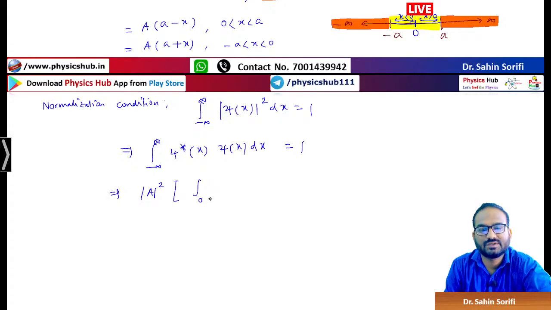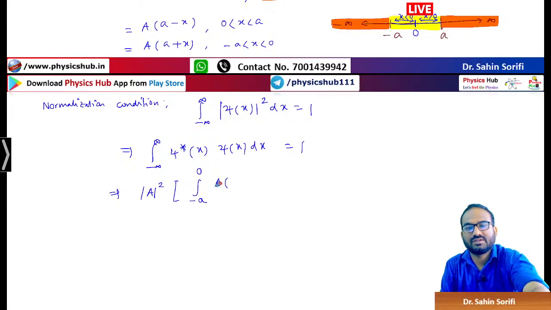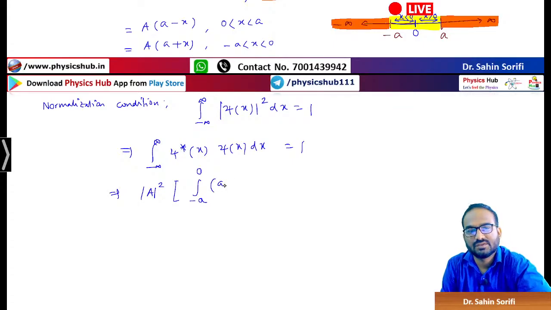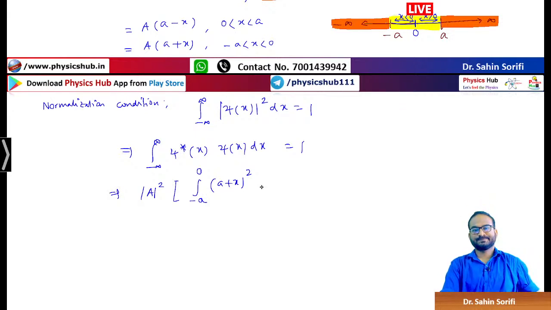Minus a to 0, a into a plus x whole square dx, plus 0 to a, a minus x whole square dx, is equals to 1.